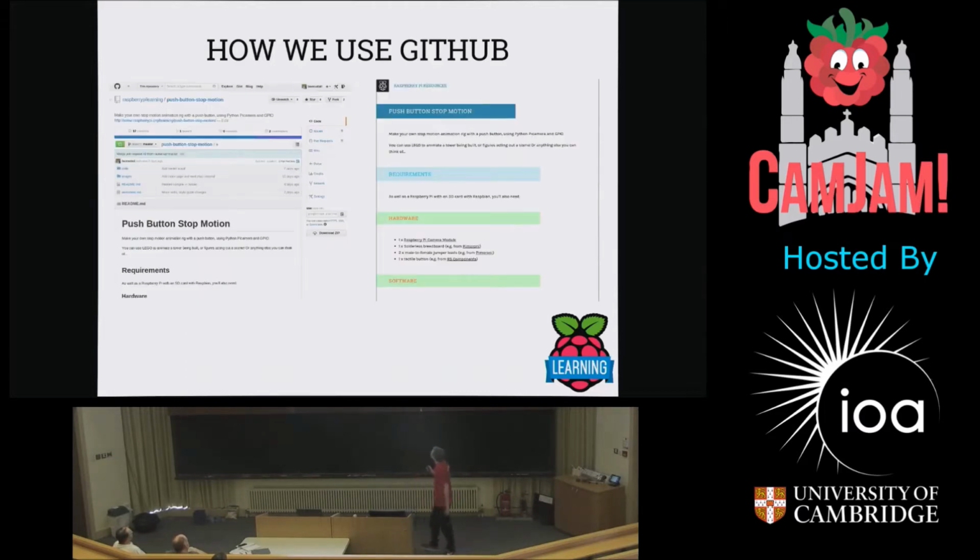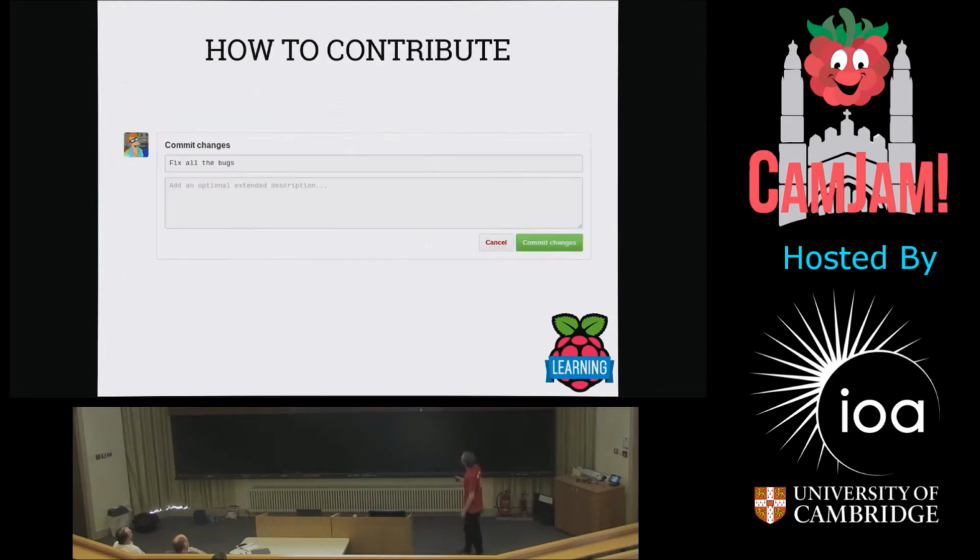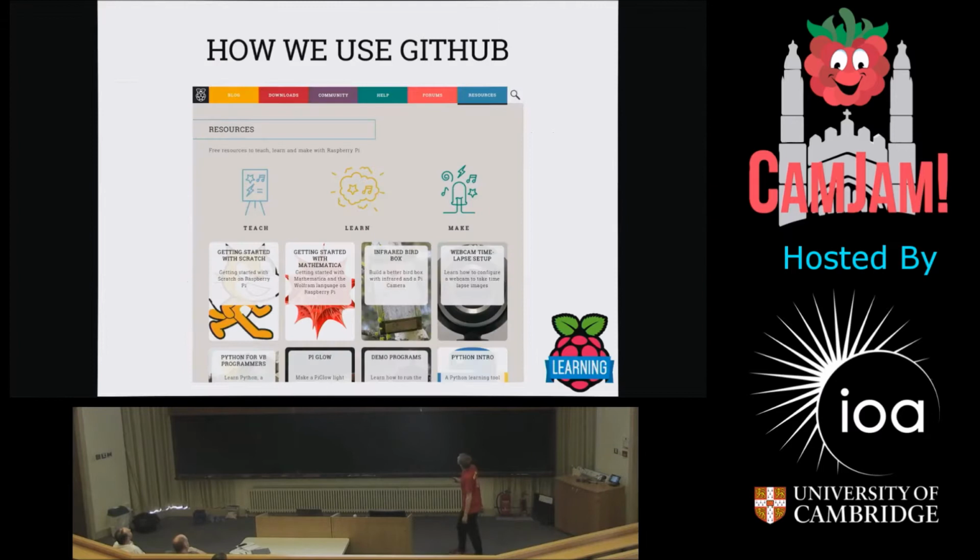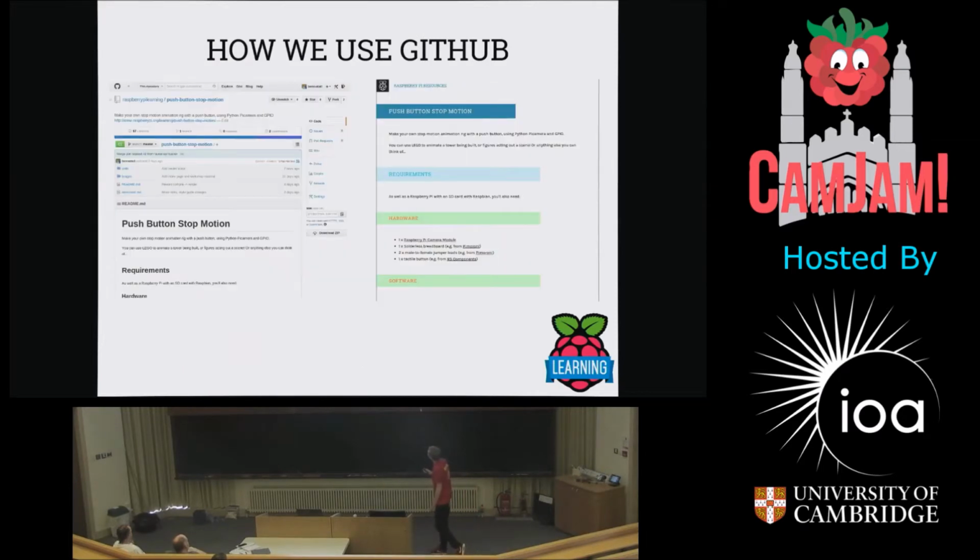If you look down the bottom of one of these, I'll get back to that in a sec. At the bottom of these, you'll see that it links off to the respective GitHub page. So we write the materials and put them on GitHub here. This is an example of a workshop, one of the resources, push button stop motion. And this is how it is rendered on the website. When you click on one of these, you get shown this kind of worksheet view. But this is where the actual project lives. It's on GitHub.